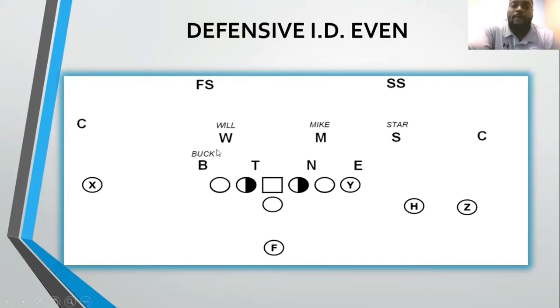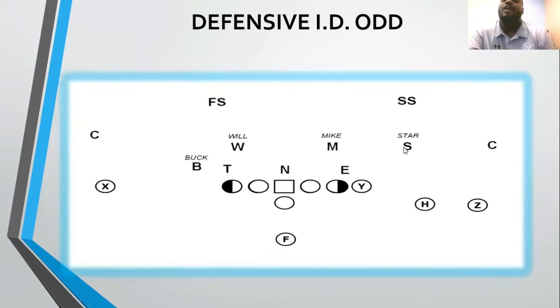Now, this buck is the person that kind of determines whether it's an even or odd front, because this buck, in today's college football, is usually a linebacker-sized individual that rushes the passer and can cover somewhat in pass coverage. So that's our even front and how we identify an even front.